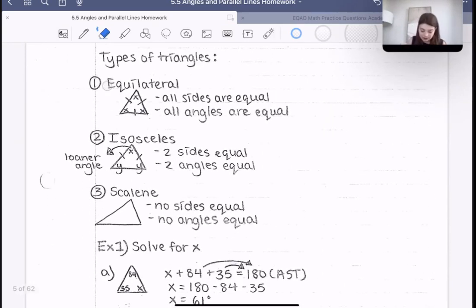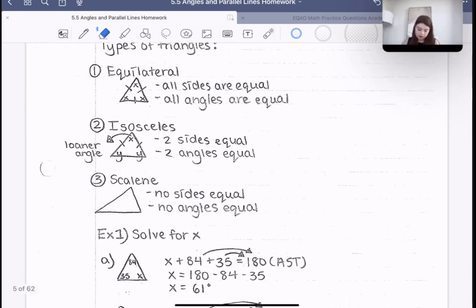Here we have equilateral. With an equilateral triangle, all sides are equal and all angles are equal. By extension, if all angles are equal, we know the three angles must add up to 180, so they must each be 60 if we divide 180 evenly amongst these three angles. Then we have isosceles, where two sides are the same, and therefore two angles are also the same. And then we have scalene, where no sides are equal, and therefore no angles are equal either.